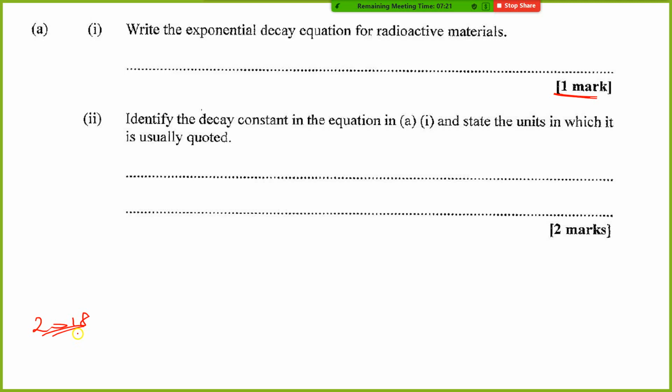Now when you look at this first question, it's worth 1 mark. It's supposed to take you 1 minute. So the less time you spend on the first question, the more time you're going to have to spend on the other one. So that's how you conserve marks. So clearly it says the exponential decay equation for radioactive material.